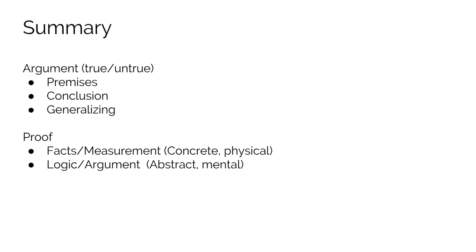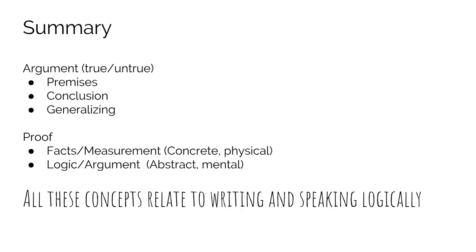Okay, summing up. In this presentation, we looked at arguments and we said that they are made of premises and conclusions, and that arguments can be either true or untrue, basically because premises can be true or untrue and conclusions can be true or untrue also. And we looked at generalizing and we said that's also either valid or invalid. And we said that the argument is only valid if both the premises and the conclusions are valid. And then on the proof side, we said that there's the physical, concrete kind of proof, which is facts and measurement. And on the mental or abstract side, there's logical argument as proof. And we said that all these concepts apply to arguments that are also written or spoken. And these are the basic ideas of logical argumentation.